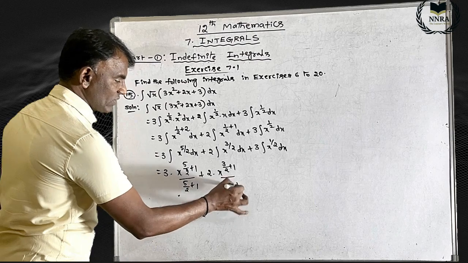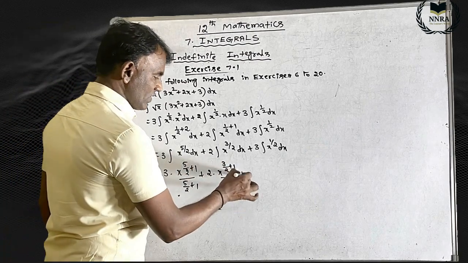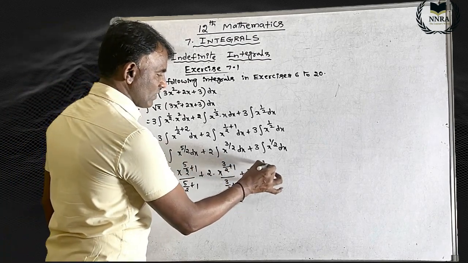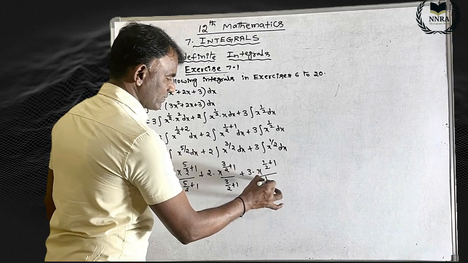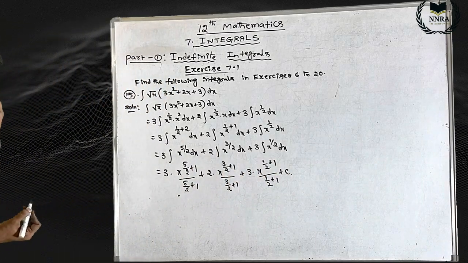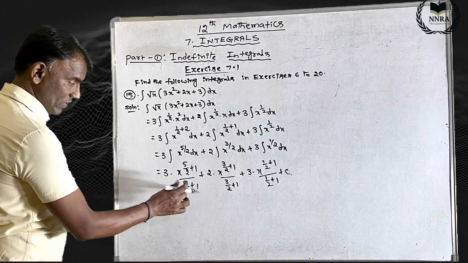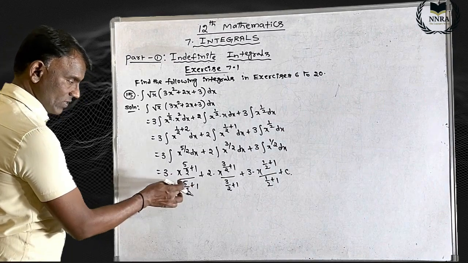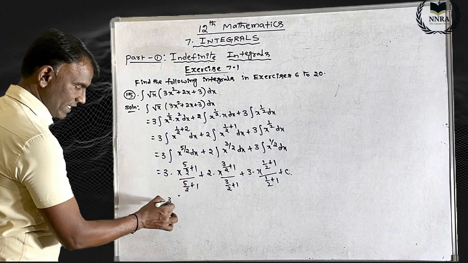And here also the same formula, n plus 1 by n plus 1. Right? Then constant. So how much is it? 5 plus 2 by 2, 7 by 2, na? So 1 by 7 by 2 can be written as 2 by 7.